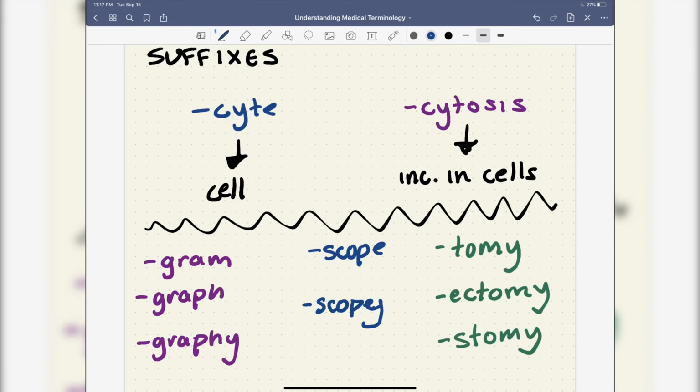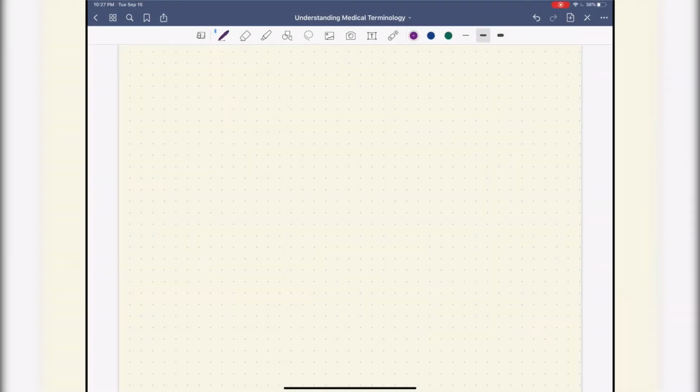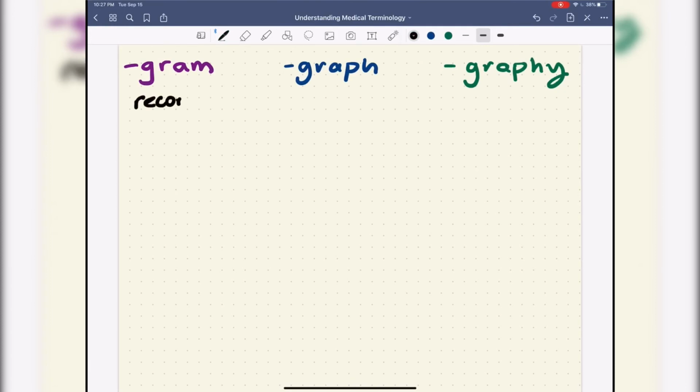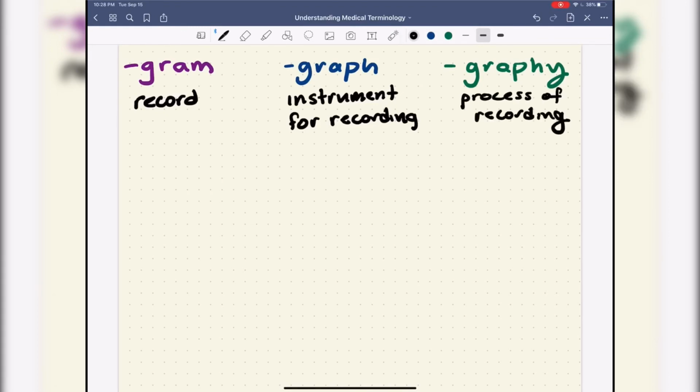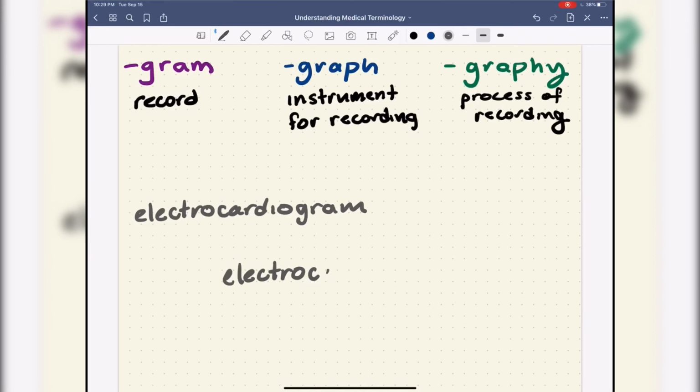And we'll go over each one next, starting with gram, graph, and graphy. So let's first look at gram, graph, and graphy. Each one looks similar but are really different. So gram means record, graph means instrument for recording, and graphy means the process of recording. For example, we have these three terms that all have the suffixes: electrocardiogram, electrocardiograph, and electrocardiography.